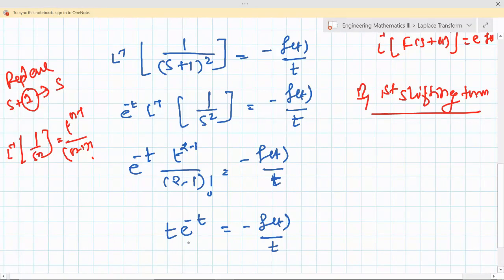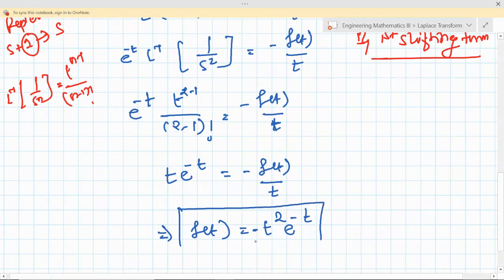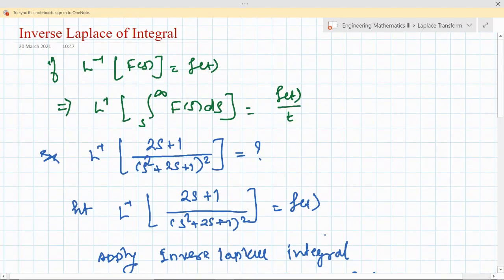And this minus and this t we just shifted here. From this, f of t is equal to simply minus t square into e raised to minus t. In this way we can easily find the inverse Laplace of the integral. Okay, hope you have got this.